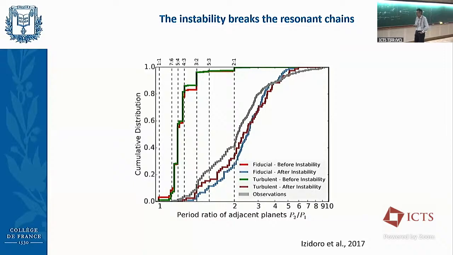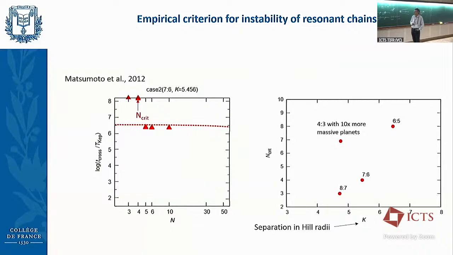So most of the resonance chains, in all evidence, have to disappear, have to dissolve, become unstable. And the question is why? So Matsumoto in 2012 did a very detailed and controlled series of experiments. They built resonance chains by migrating planets one against the other, and then they removed the disk and simulated how long the chain is stable.